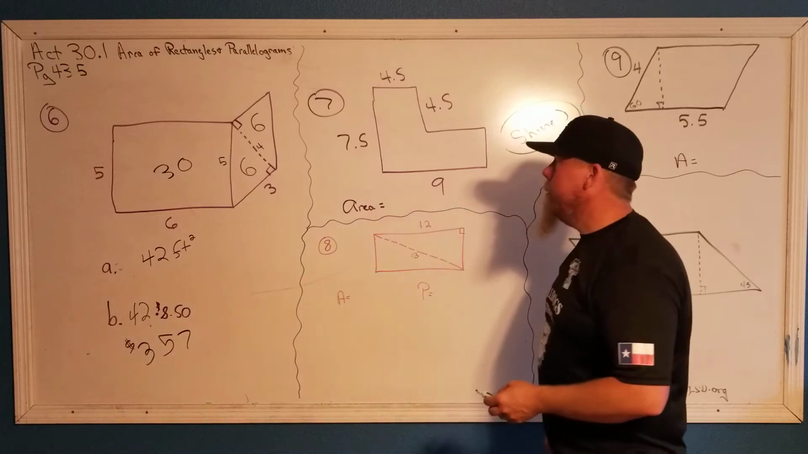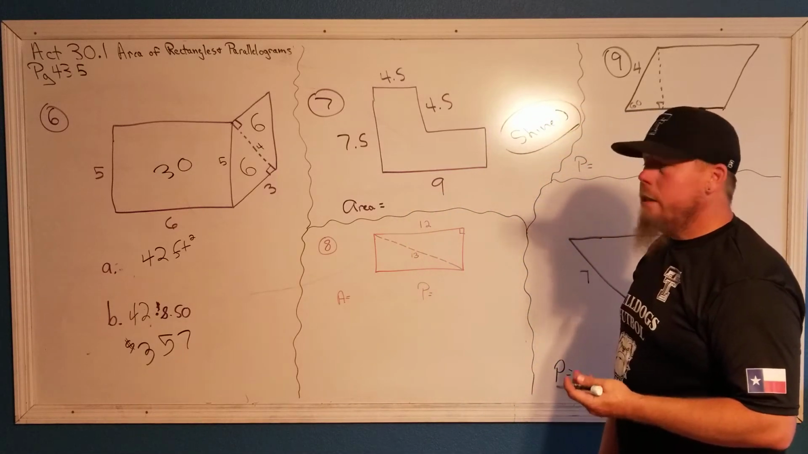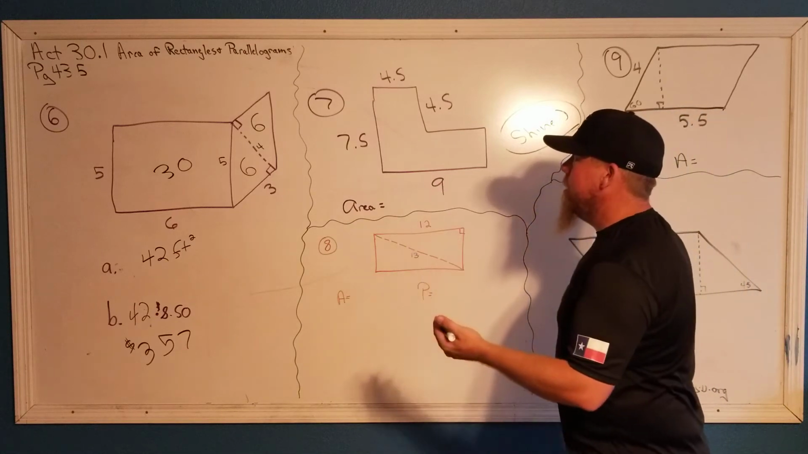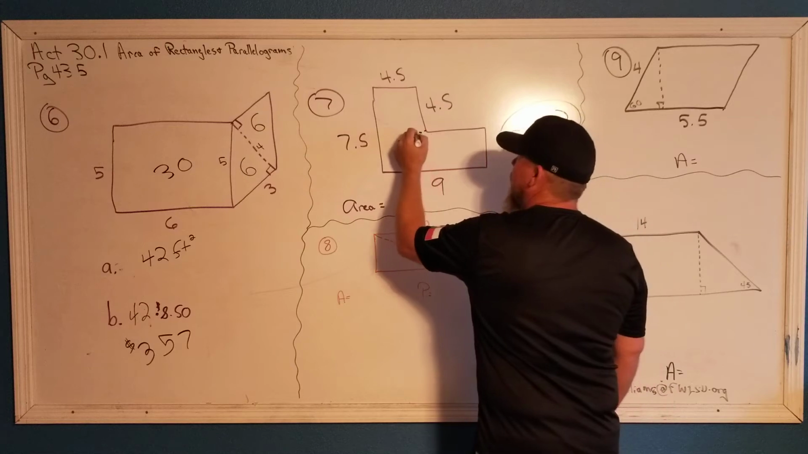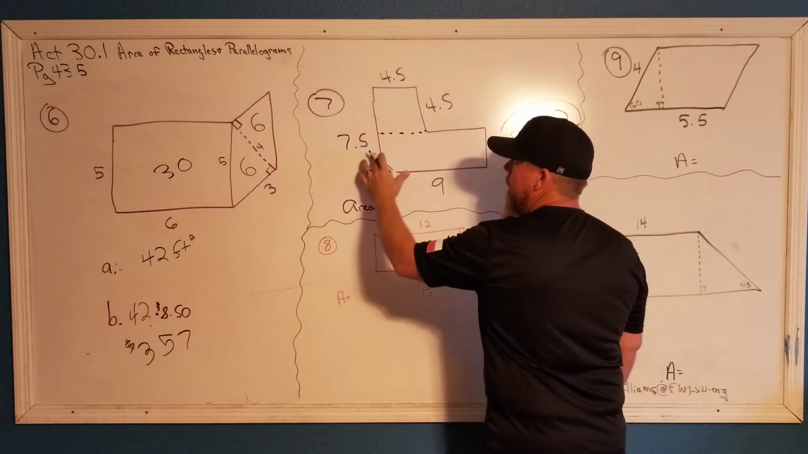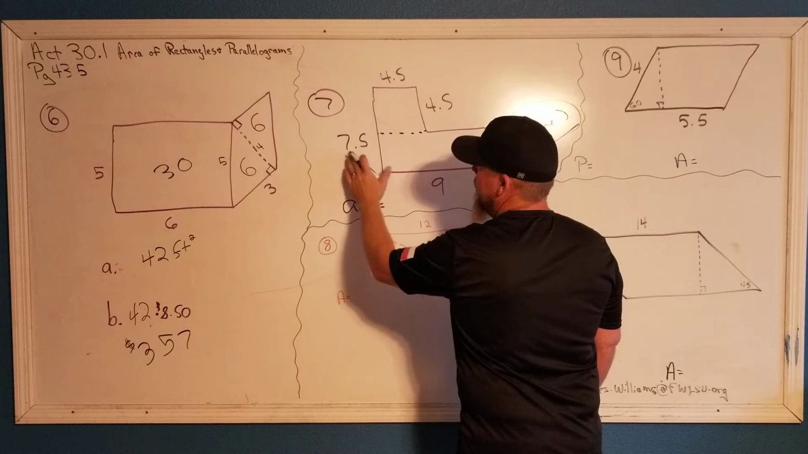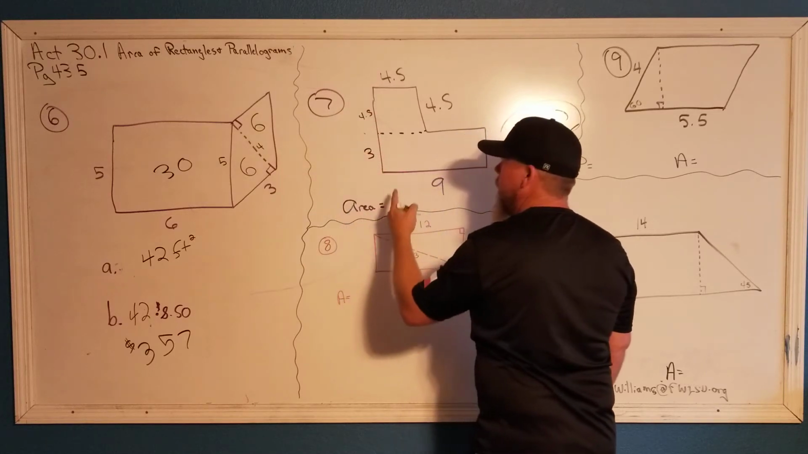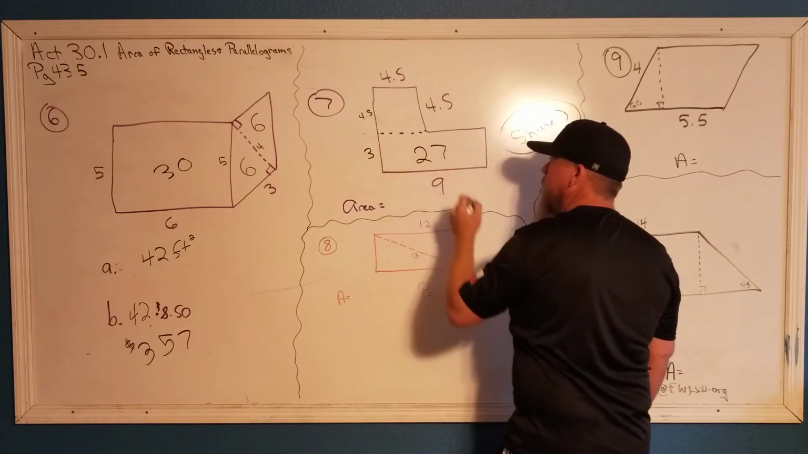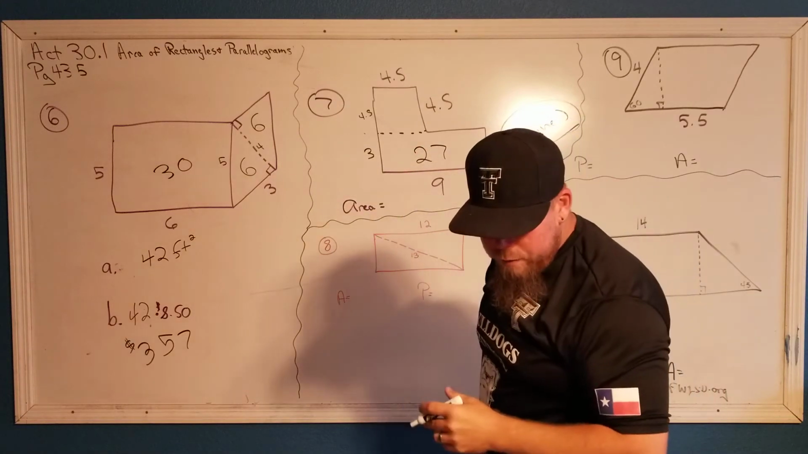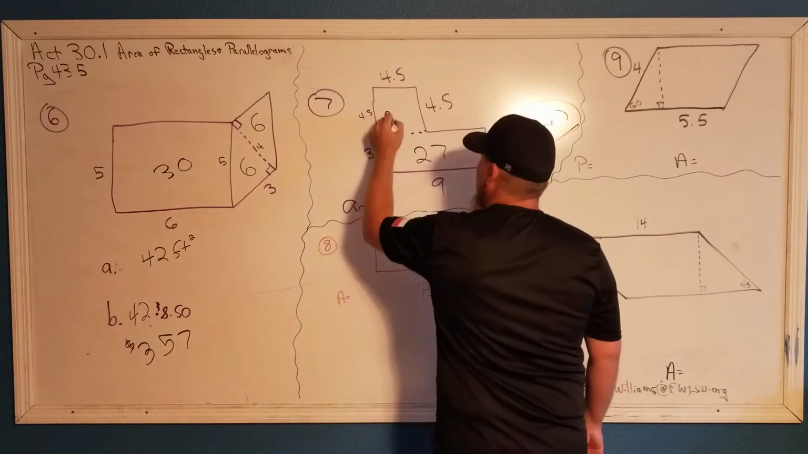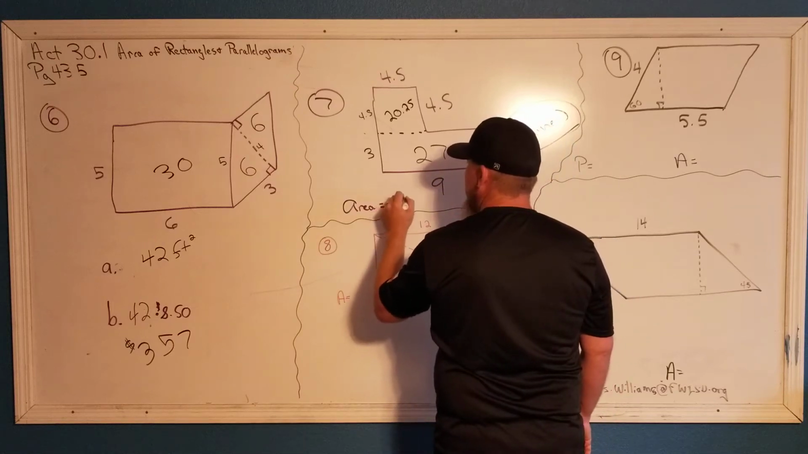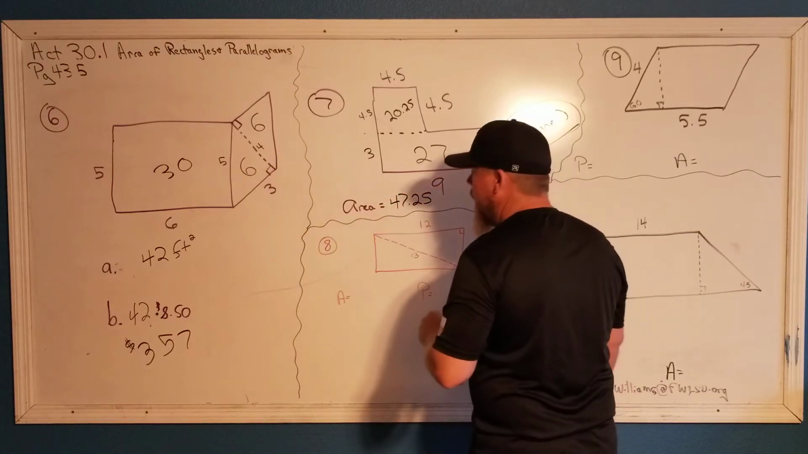Let's go to number 7. Number 7 is another composite figure. This one's a little more straightforward, a couple of rectangles. Where you divide this doesn't matter. I like to cut it into two this way. The magic is you need to notice that this is 4.5 and this is 7.5. That means we have 4.5 up here and we have 3 over here, which means 3 times 9, we get 27 for this part. And then 4.5 squared is 20.25. Then we would add those together, so the area would be 47.25. Hopefully you got that and you're good with that.